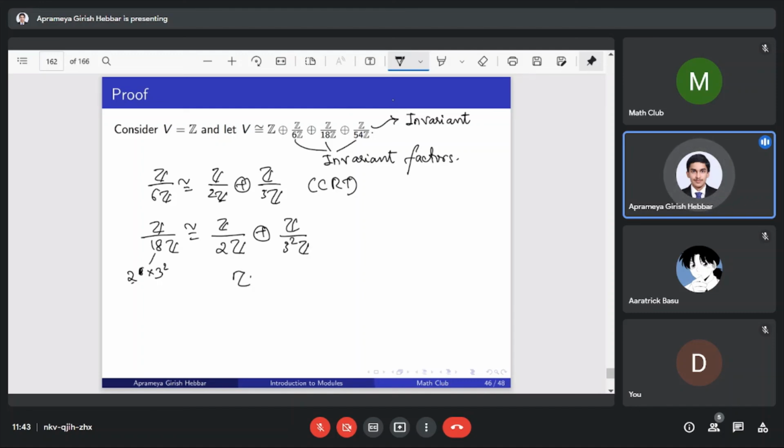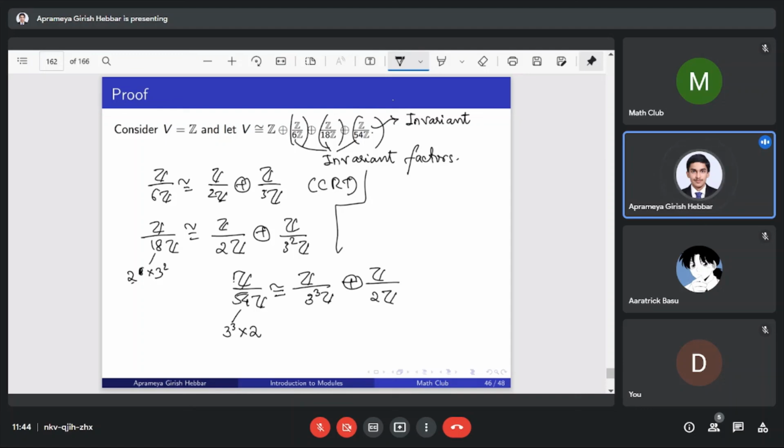And similarly, Z over 54Z, you would write this as isomorphic to, again, this is 9 times 6, so that is 3 cube times 2, right? So you would write it as Z over 3 cube Z, direct sum Z over 2Z. So just place each of these isomorphisms in its place, and you will see the prime, the second form.